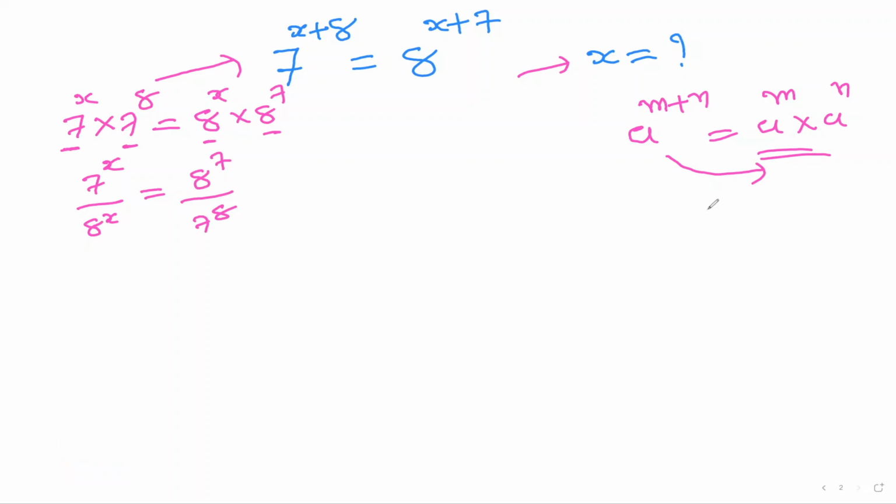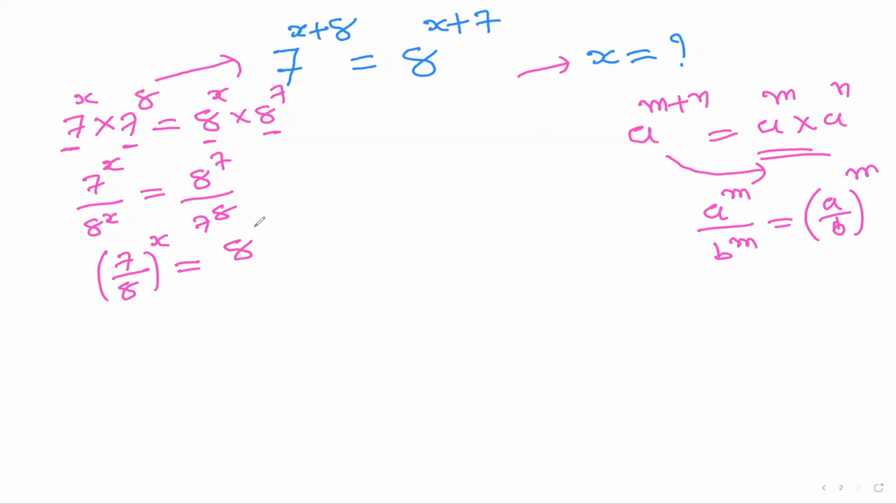Now, I can do one thing. Let us say if I have a power m over b power m, then I can write that as a over b, everything power m. So I can write this as 7 upon 8, everything power x, and this is equal to 8 power 7 upon 7 power 8. Now, my power is x. That's what I want to find out.